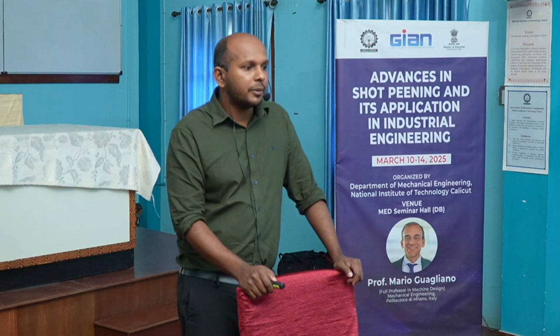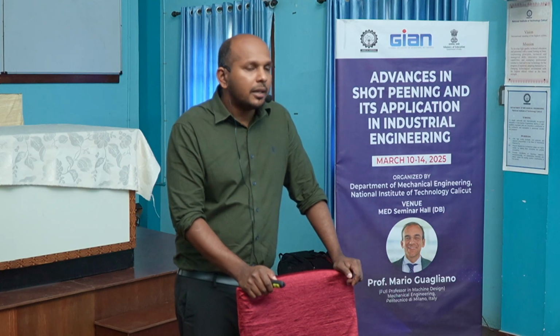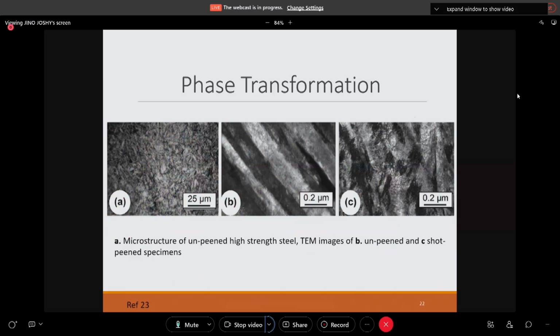This is what is happening during this process. During these, rather than microstructural changes, phase transformation is also possible during this shot peening operation. Actually, this is a micrograph of unpeened and peened high strength steel. Here we can see a lath martensitic structure with clear boundaries. Once shot peening has been done, it is distorted, and a lot of dislocations are also formed in this structure.